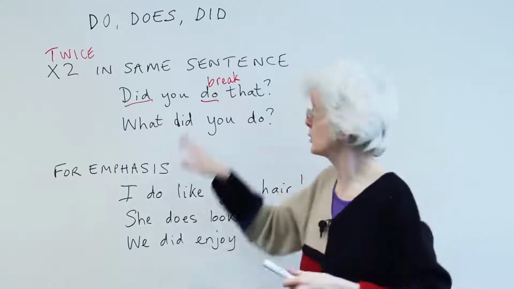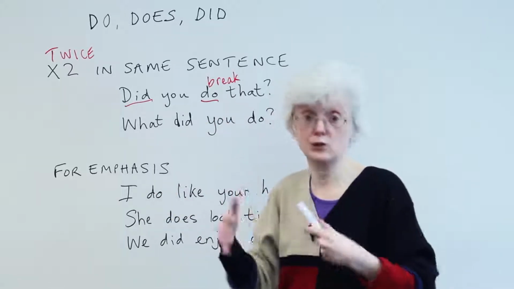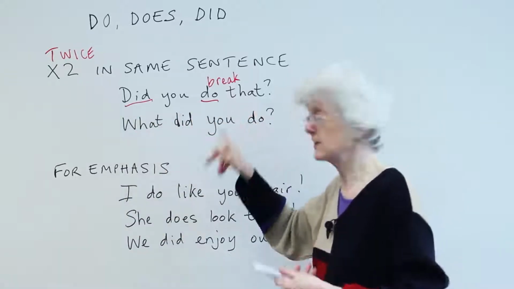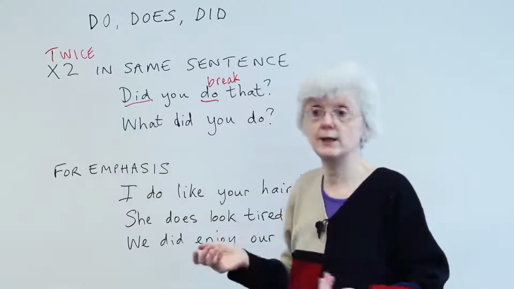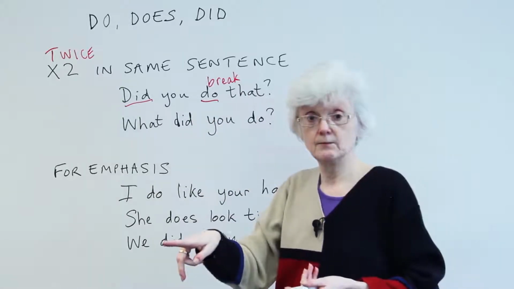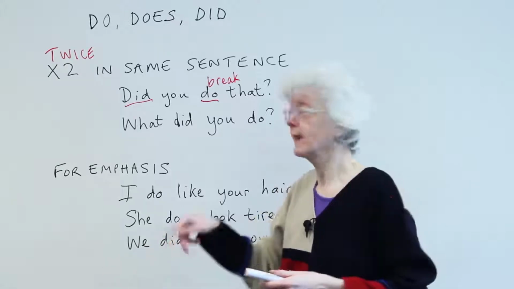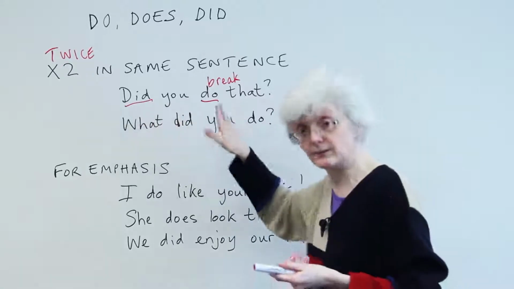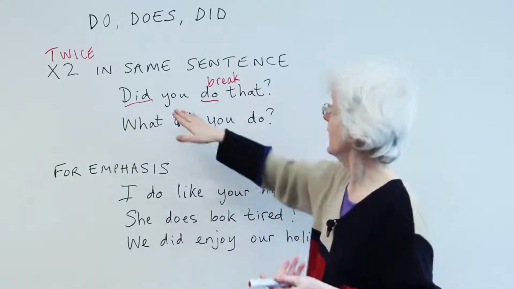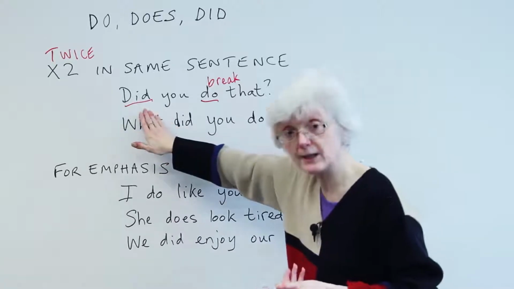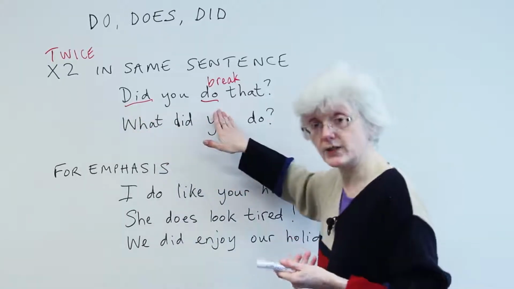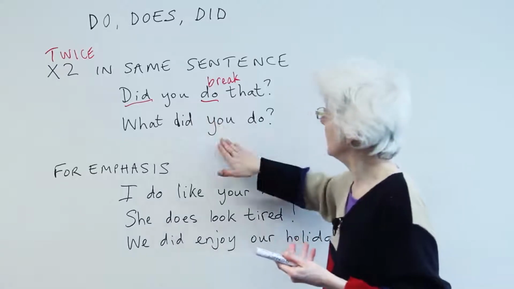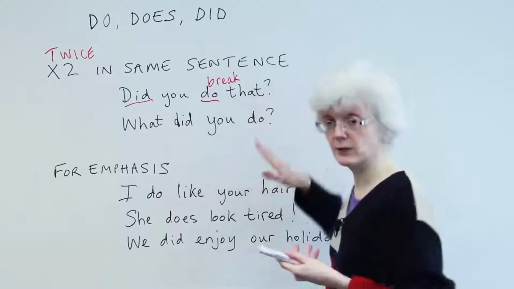So the mother could say, did you break that? But you can just use the verb to do, meaning to do some action. So did, past tense, did you do that? Did you break that? Or you could say, did you drink that? Did you eat that? But you can just say, did you do that? Okay, so that's where do can appear twice. Once as the auxiliary verb and once as the main verb, the action of the sentence. Okay.